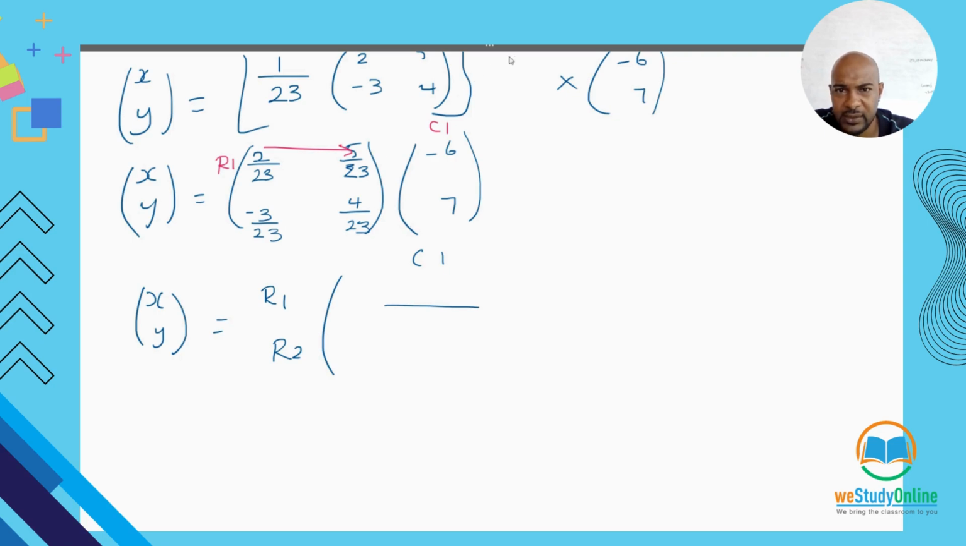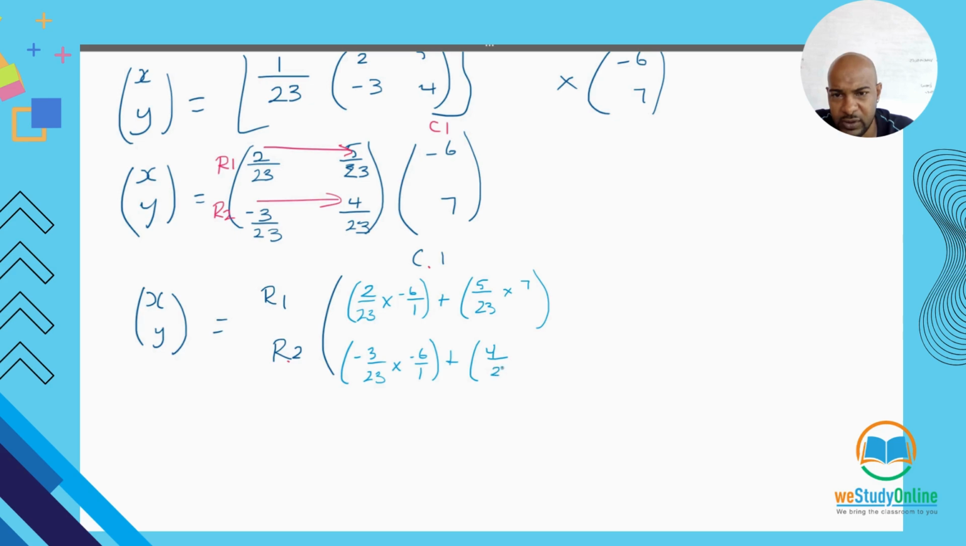So what will I get? I'll get 2 over 23, right, multiply by negative 6 over 1, plus 5 over 23 multiplied by 7. That's row 1 by column 1. Then next I'm going to do row 2 by column 1. So I'm going to get negative 3 over 23 multiplied by negative 6 over 1 plus 4 over 23 multiplied by 7 over 1. Right?